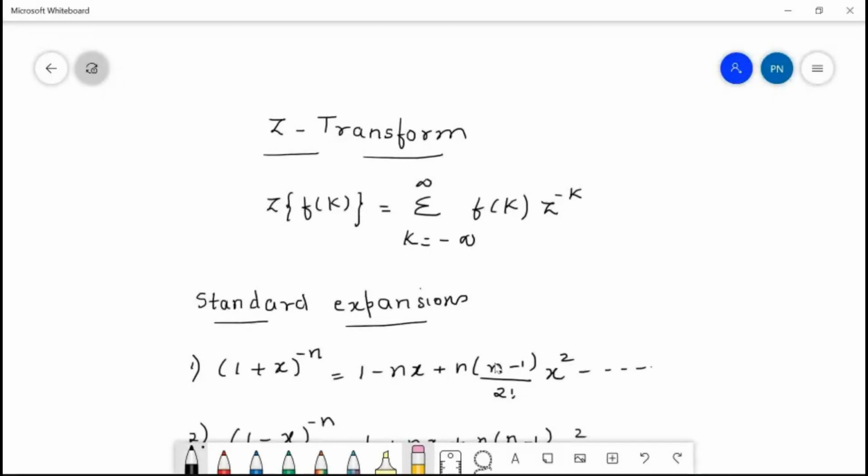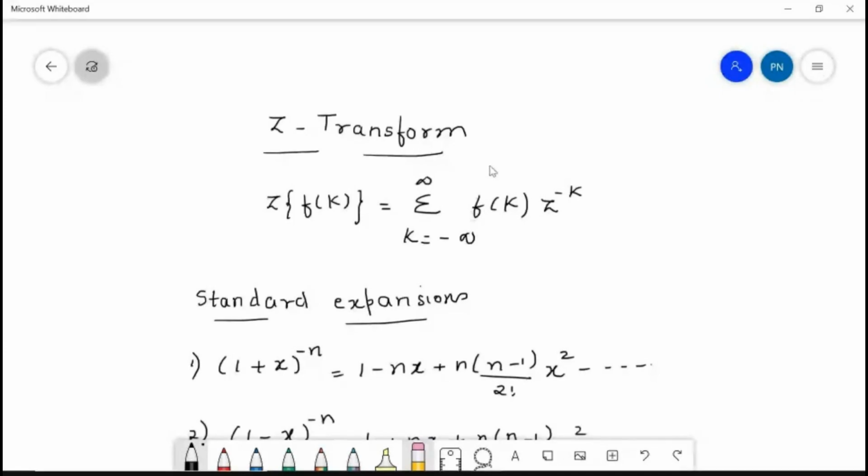So till now we have seen Laplace transform. We also have Fourier series and Fourier transform. If we see the formula for Fourier transform and Laplace transform, they were all integration. L of f of t was integral 0 to infinity e raised to, all these were integration. It was a continuous function.